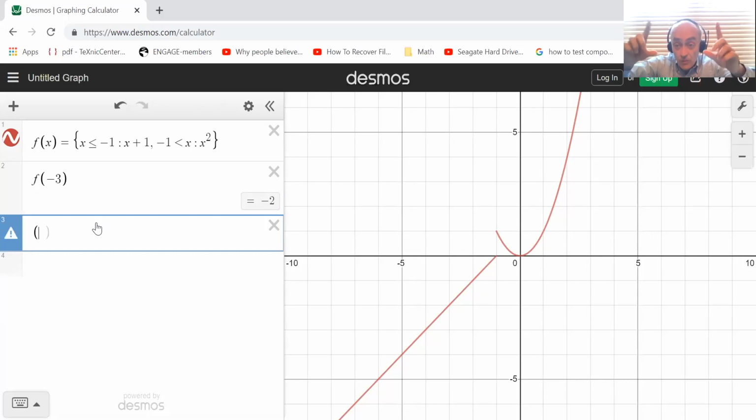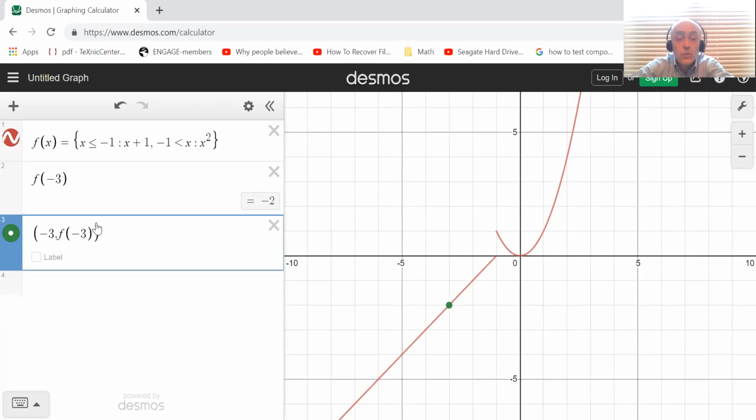So a point is between parentheses, right? So a pair of parentheses, which I forgot to do. All right, and then you type set here -3 comma f of -3, and that's going to plot your point over here on the graph, and you can click on it and you can see it. Oh, f of -3 is -2. So that's how you get the first point. Does that look good, folks?